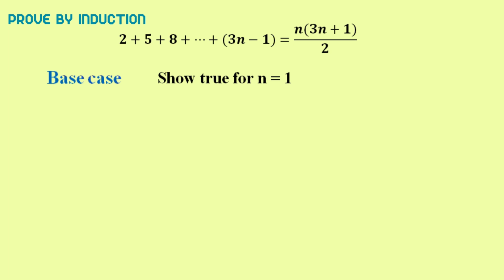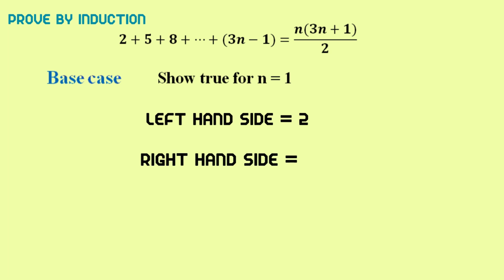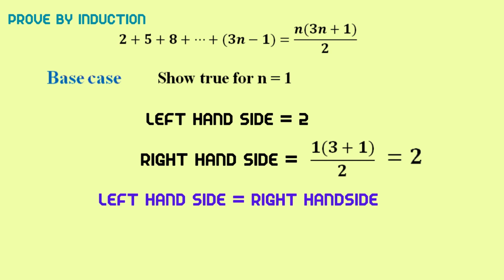Recall that the formula on the left gives us the nth term. So, substituting n equals 1 in this formula gives us the first term, which we already know is 2. Recall also that the formula on the right gives us the sum of the first n terms. So substituting n equals 1 in this formula should give us the sum of the first term, which should be 2. So the formula works for the case when n equals 1, since the left-hand side and the right-hand side are both equal when n equals 1.